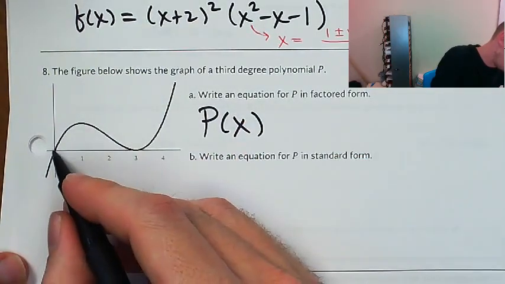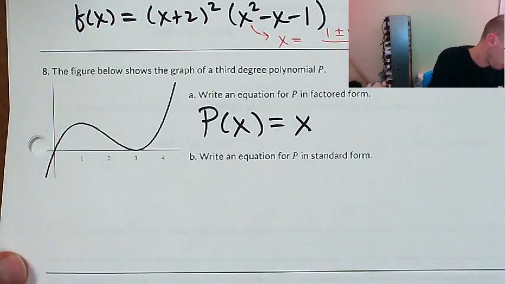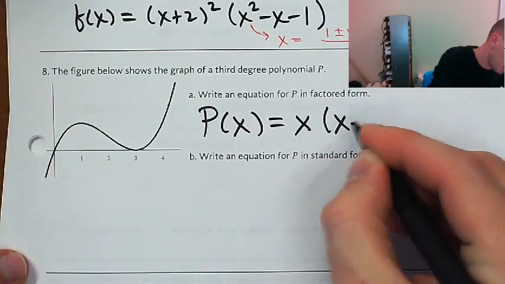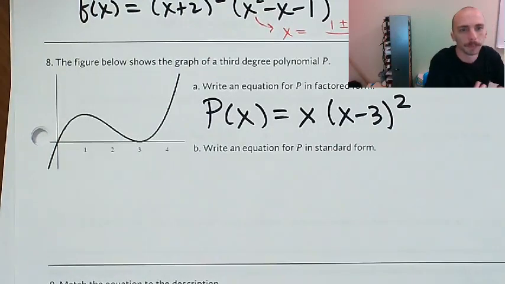Okay, I've got a root at x equals 0, so that means x is going to be a factor. And I've got a double root here at x equals 3, so I'm going to have x minus 3 as a factor twice. Okay, and that's going to be factored form.